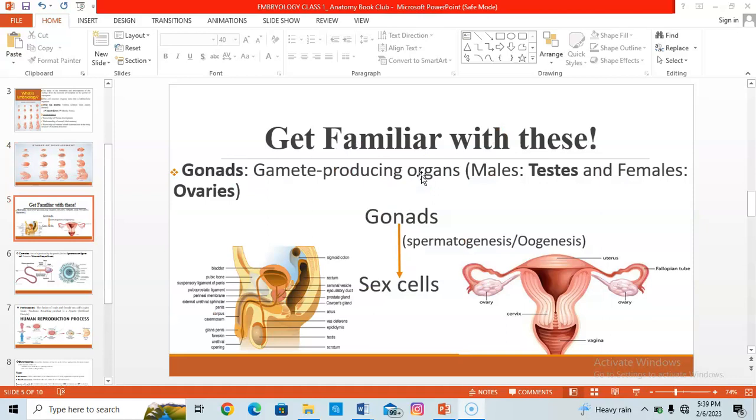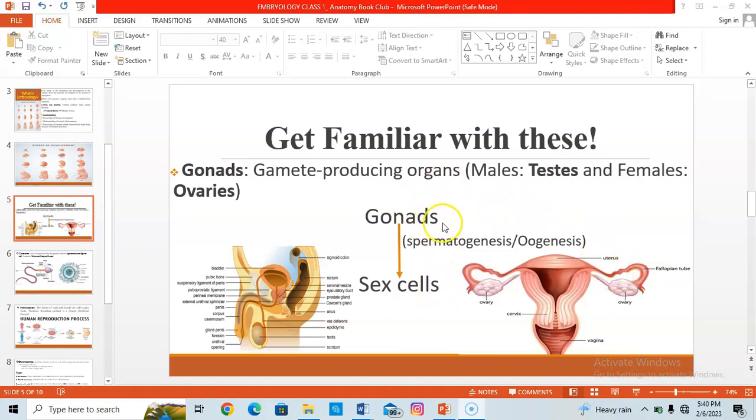Another thing I want you to take note of is the gonad. This is what produces the sex cell: the testis in males, and the ovary, which produces the sex cell in females. And this is the fallopian tube, where fertilization occurs. So the sperm cell will travel through the vagina, through the cervix, into the uterus, and from the uterus it passes through this entry into the fallopian tube, the ampulla region, where fertilization occurs.